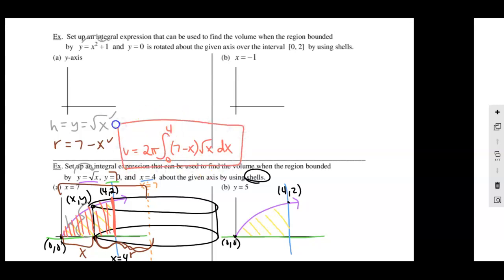There is the integral setup that would represent the volume generated by revolving that square root curve around the axis x equals 7. I was thinking y-axis. Okay, so there we go.